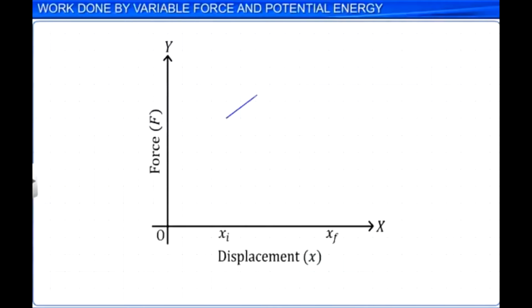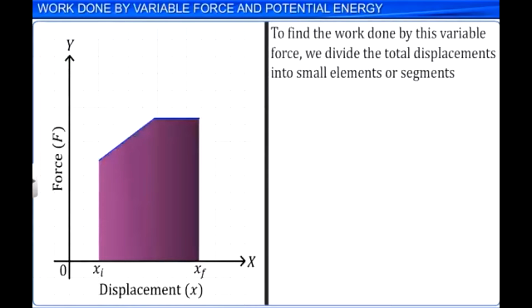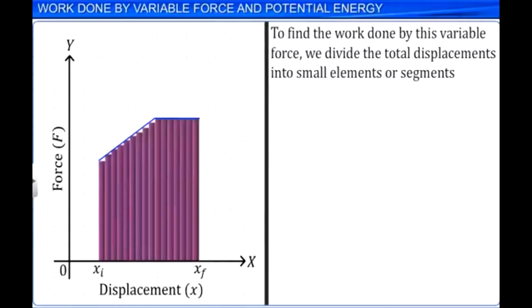We then plot a graph of force F versus displacement x, which helps calculate the varying force with the displacement. The work done by the variable force can be found by calculating the area under the graph. To find the work done by this variable force, we divide the total displacement into n number of small elements or segments: delta x1, delta x2, delta x3, and so on till delta xn.